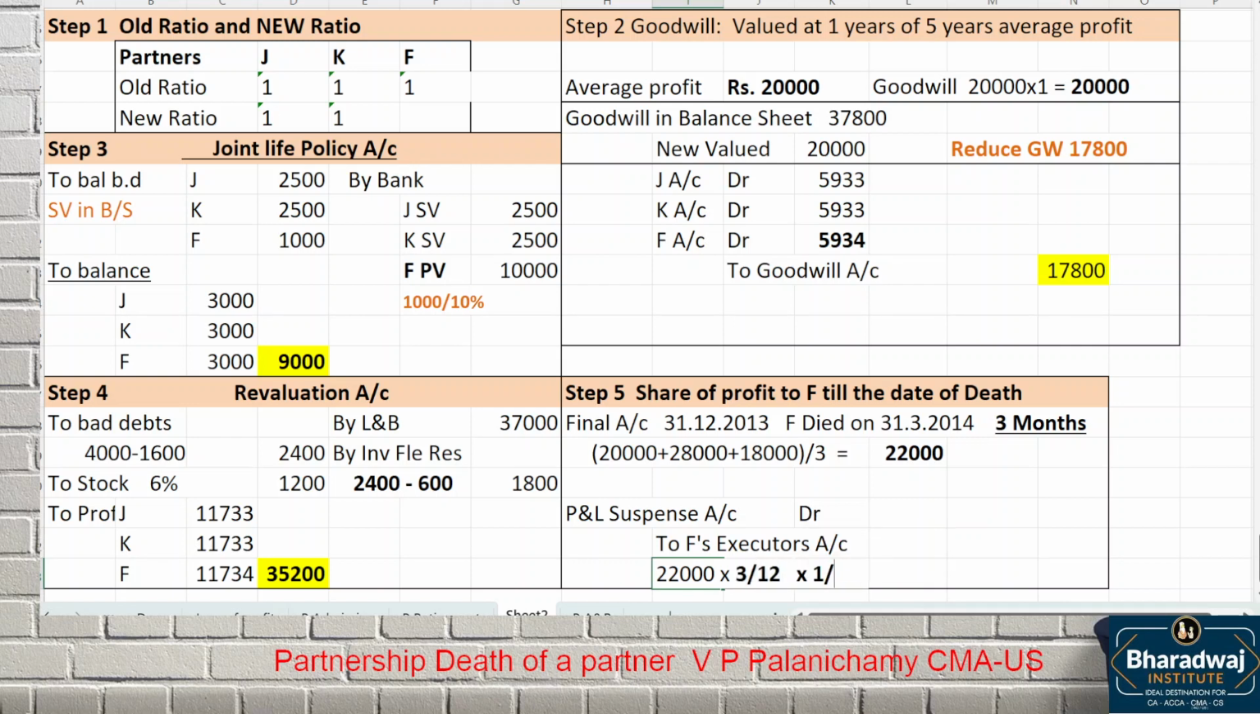into the share, 1 by 3. Why 1 by 3? Share of F. See, goodwill is valued based on 5 years average. 5 years average is 20,000. Goodwill is valued based on 1 year purchase of 5 years average. But the share of profit is calculated based on how many years? Based on 3 years average.